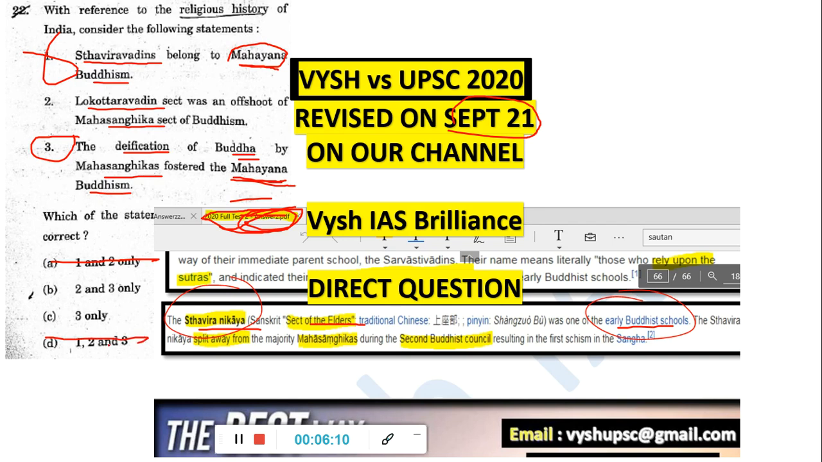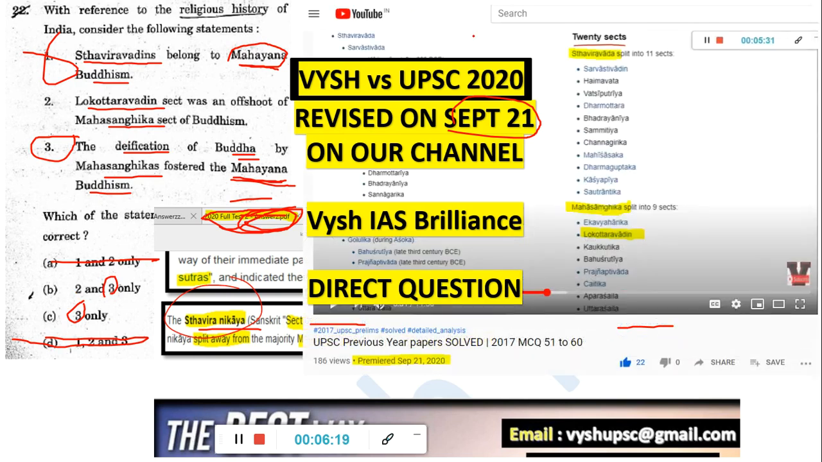So when you cancel this, like the last question, 3 automatically becomes true, which I have already told you, and the second statement you have to know. So Lokottaravadin, that again was in our test. In one of the tests we put the Wikipedia screenshot of this. This is a Wikipedia screenshot. This is there in our lecture also, I think.